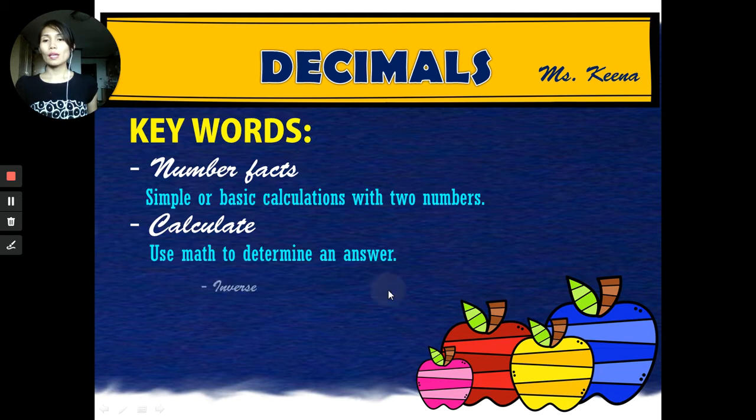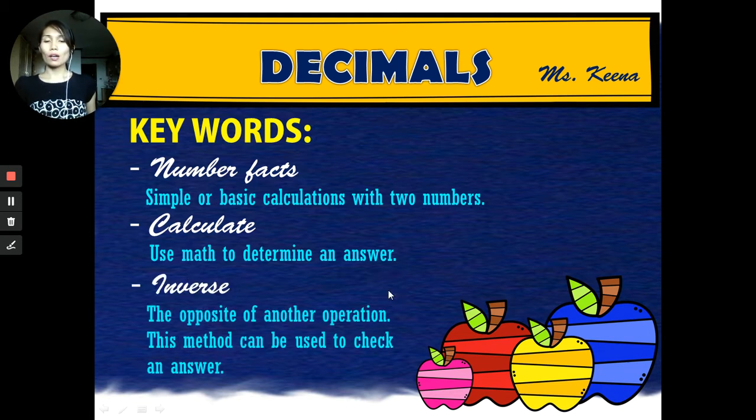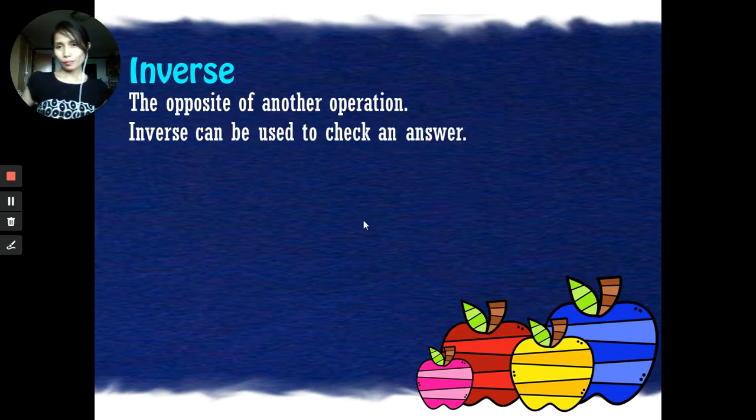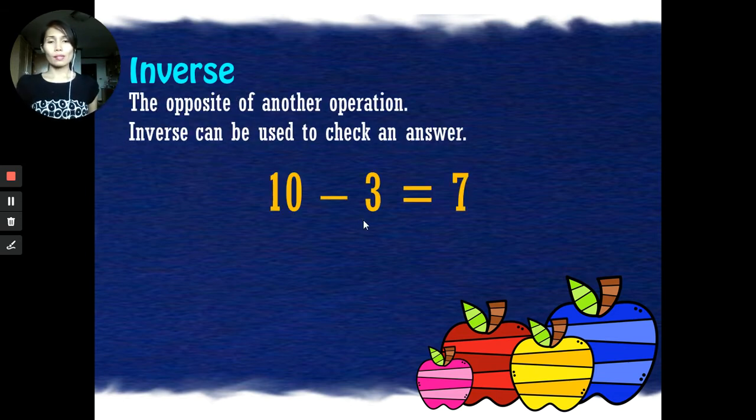So the next keyword is inverse. What is inverse? Inverse means the opposite of another operation. This method can be used to check an answer. Like for example, 10 minus 3 equals 7. But what is the inverse of this operation? What is the inverse or the opposite of minus? The opposite of minus is plus, right? So that means we use plus to determine if our answer is correct.